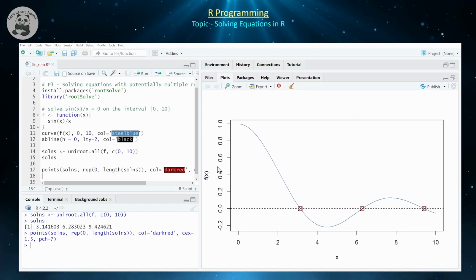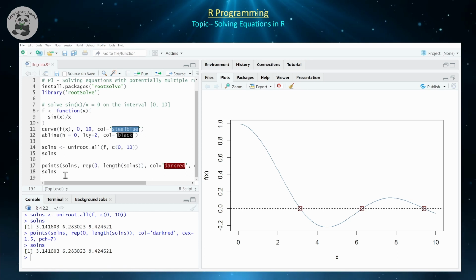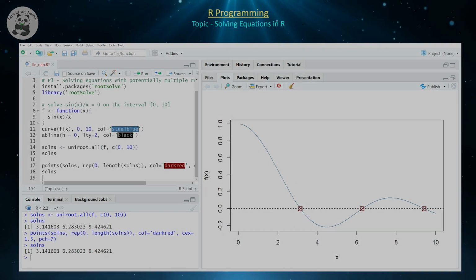Therefore, we should be able to trust these solutions, which are given to be equal to 3.14, 6.28, and 9.42, and generally speaking, trusting them to about 2 to 3 decimal places is usually a good thing to keep in mind. And if you want more accuracy than that, again, you probably should be coding your own methods, but it at least is a starting point for the conversation.